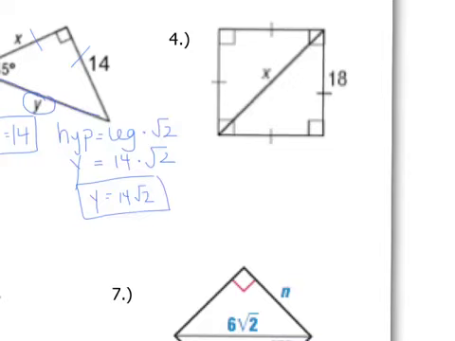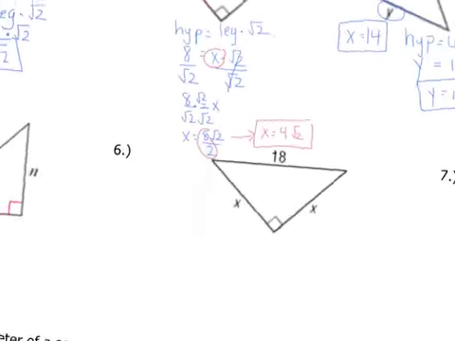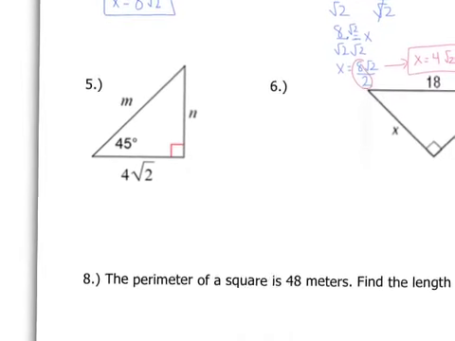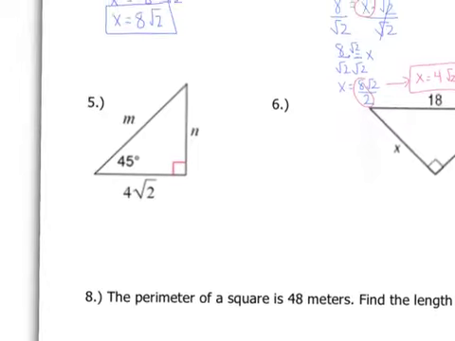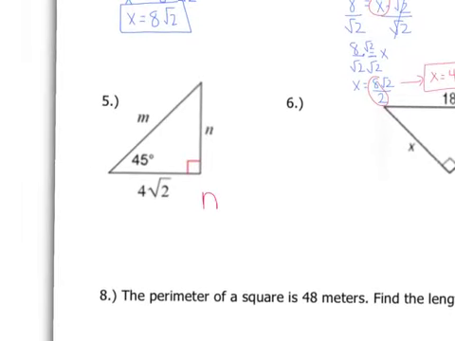Nate, what did your group have on number 4 for the value of x? 8 radical 2. Are you sure? Oh, 18 radical 2. There we go, 18 radical 2. All right, number 5. This one was a little tougher. Guadalupe, what did your group have for n? 4 radical 2. Okay, so n is 4 radical 2.